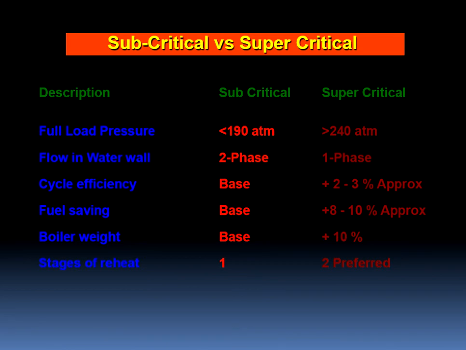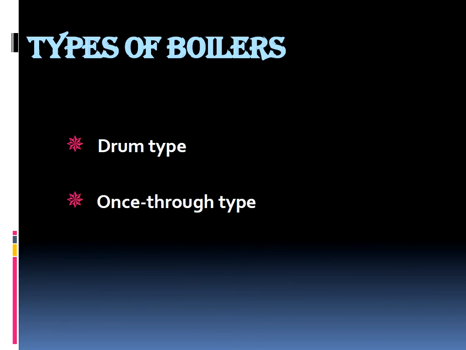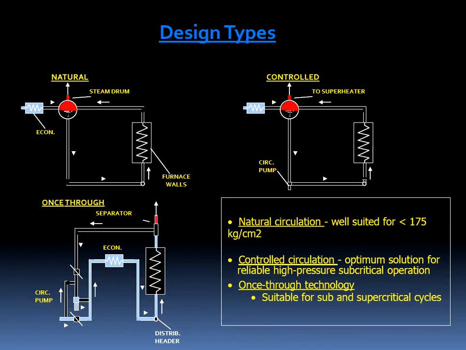The efficiency of the cycle is base, and in supercritical it is plus 2 to 3%. Fuel saving, it is very basic, but in supercritical it is 8 to 10% approximately. The boiler weight of the supercritical is 10% more than the subcritical boiler, and the number of stages of reheating between the turbine is 2. Types of boilers, you have drum type and once through type. Once through type, in the sense the water passes the boiler at once and it does not recirculate.